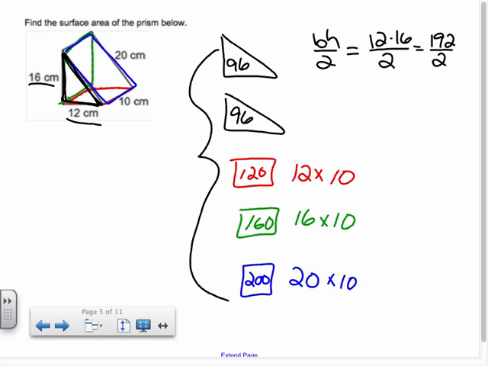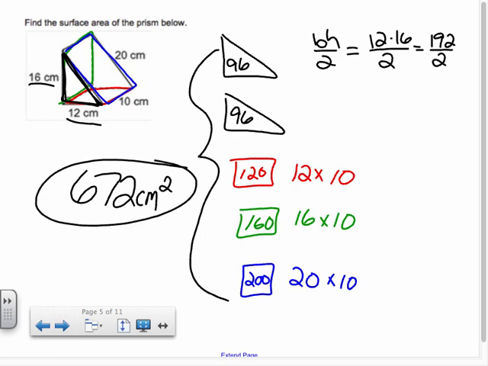Now, once again, like we do with the rectangular prism, you want to add all of those together. So we have two 96s plus a 200 plus a 160 plus a 120. And I got 672 centimeters squared. And it's squared because it's area. Remember, area is squared, volume is cubed. If you got questions, let me know.